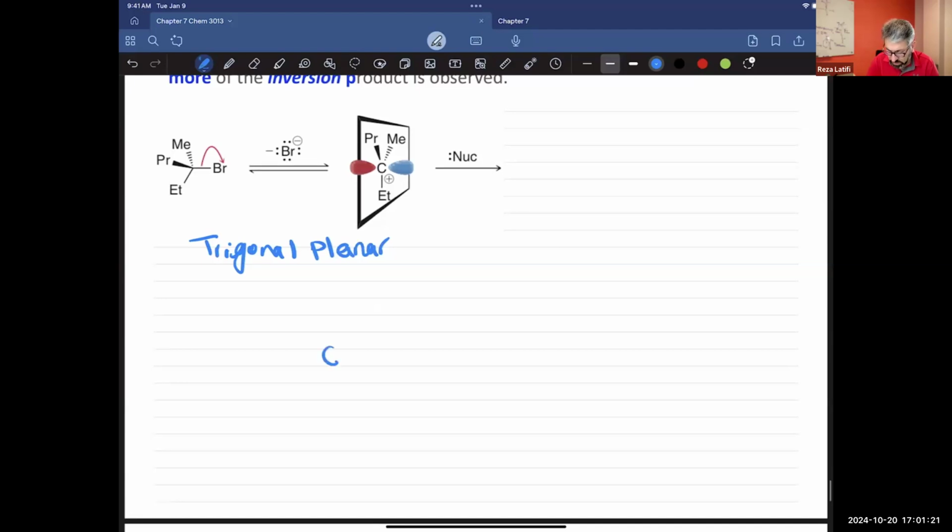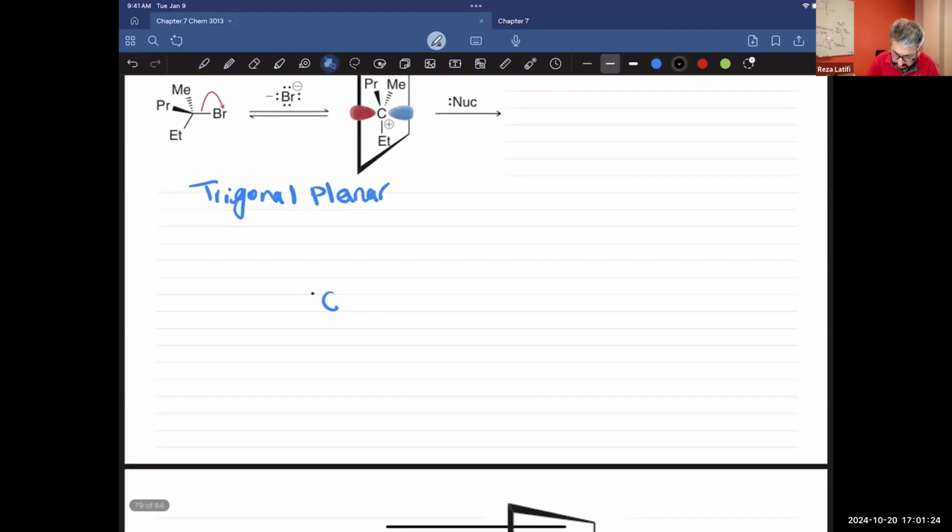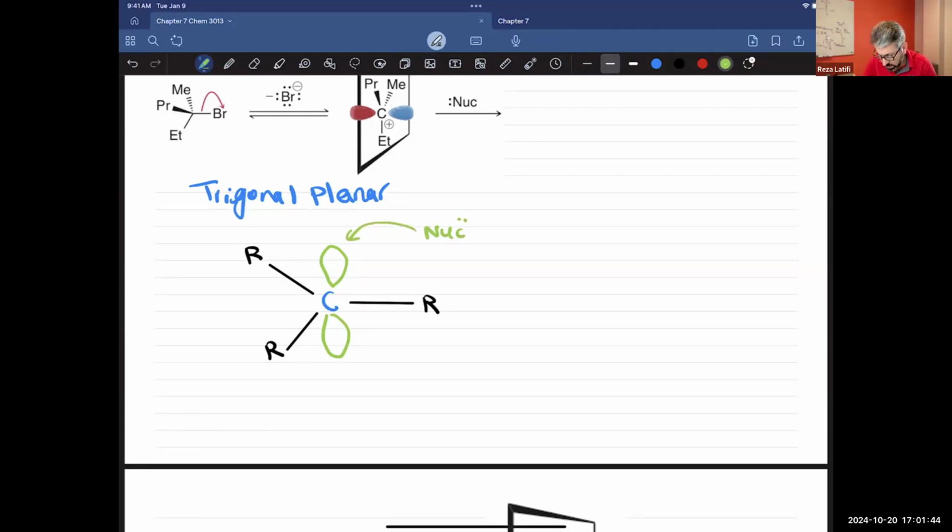It means the central carbon, the one that has a positive charge, will be flat and attached to three groups. Call them whatever you want. There is an empty orbital here, and this empty orbital can be sensed by the nucleophile. So the nucleophile can reach it from the top or from the bottom, and that gives us technically different configurations. If we add it from the top, the configuration is going to be inverted versus when we add the nucleophile from the bottom.